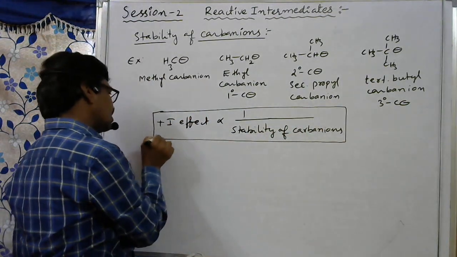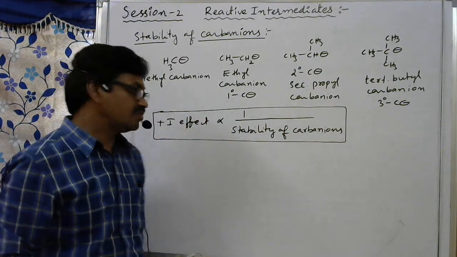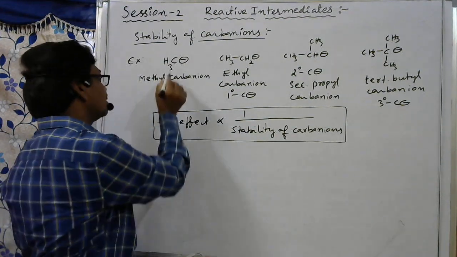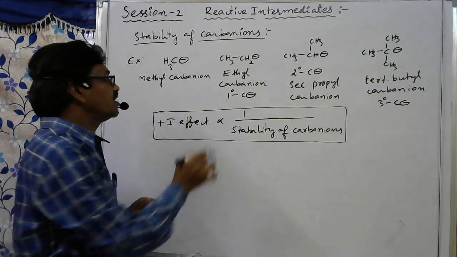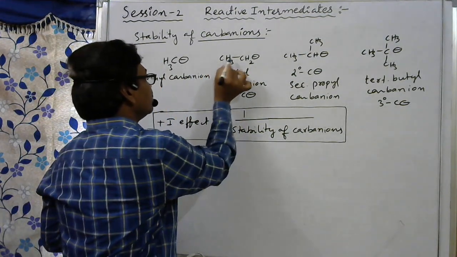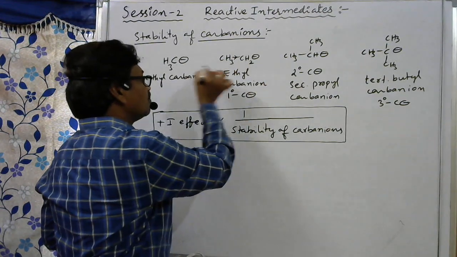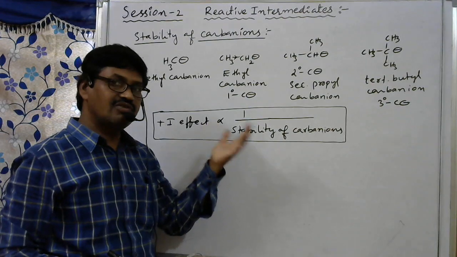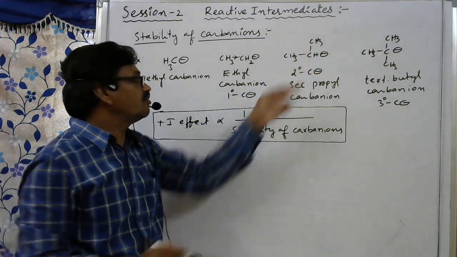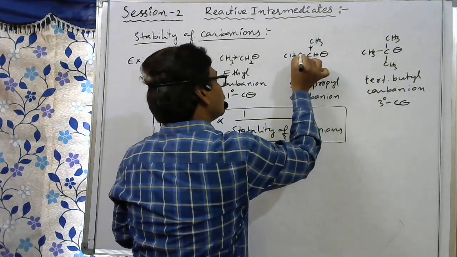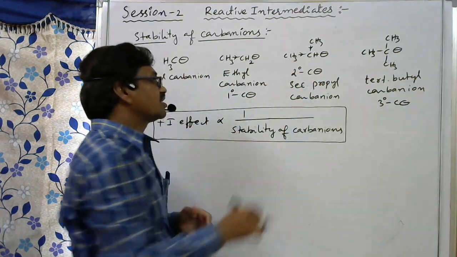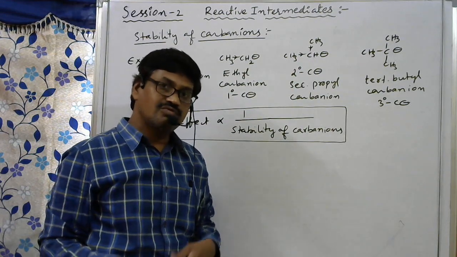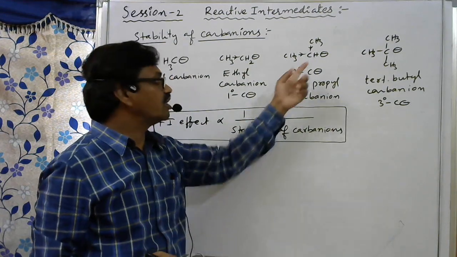Why, when the plus I effect increases, does stability decrease? Here there is no plus I group, but here a plus I group is there. So when these sigma electrons shift toward CH2 minus, the negative charge somewhat grows. Here, because of two methyl groups, there is more plus I effect compared to this, so the negative charge on carbon grows some more.